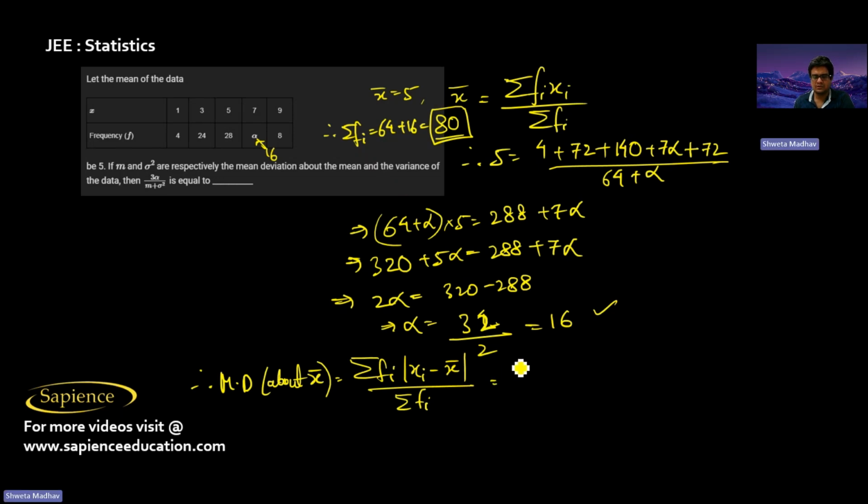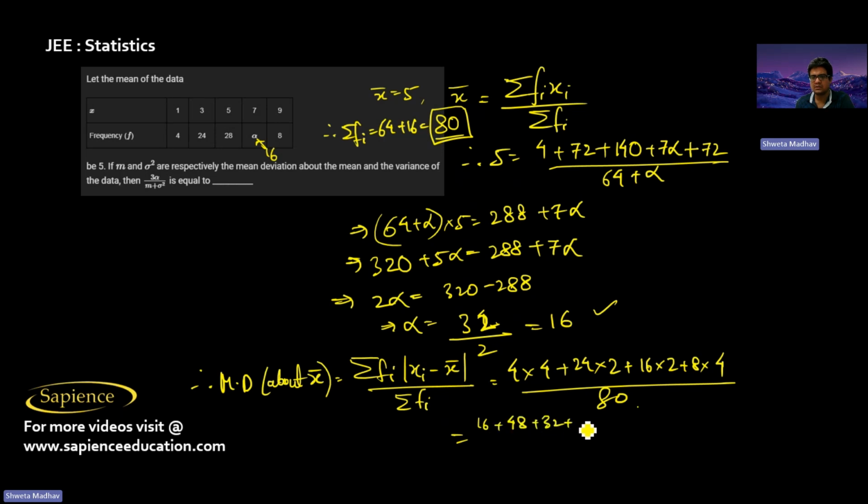So this will be the summation of 4 into mod of 1 minus 5, that is 4, plus 24 into mod of 3 minus 5, that is 2, plus 28 into 5 minus 5, that will be 0, and then plus 16 into mod of 7 minus 5, that is 2, plus 8 into 9 minus 5, that is 4, but divided by 80. This will be equal to 16 plus 48 plus 32 plus 32.